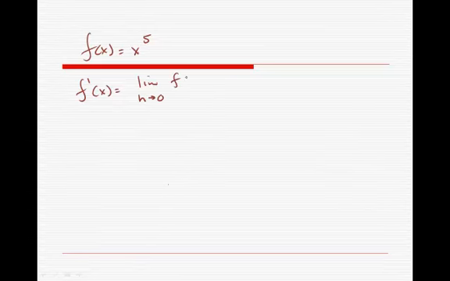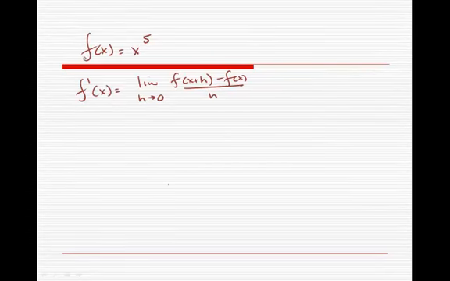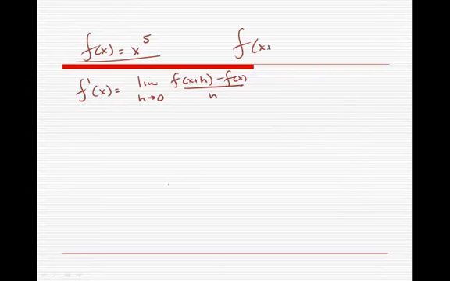So let's look at a derivative, and we want to look at f of x is equal to x to the fifth. So to find the derivative, f prime of x, I'm going to use the definition where we're looking at the limit as h approaches 0 of f of x plus h minus f of x over h. So for the function that we're using here, we need to find f of x plus h, which would be x plus h to the fifth.